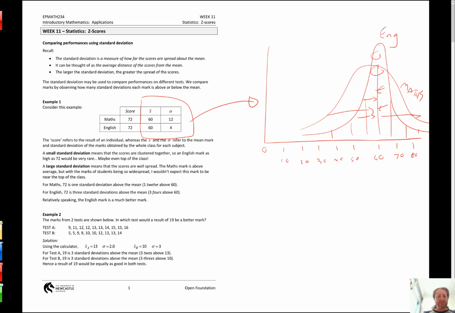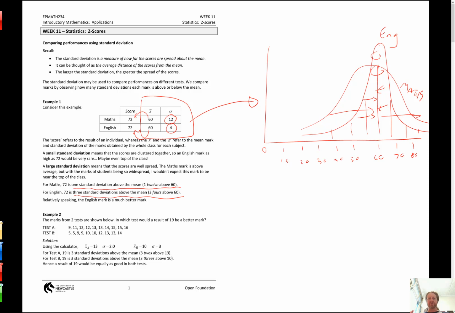So what I did was I scored one standard deviation above the mean in maths. One leap of 12 above the mean. 60 plus 12 is 72. That's exactly what I did. In English, I scored 3 standard deviations above the mean. The standard deviation is 4, and I scored 3 leaps of 4 above the mean to get to 72. So that's why I'm saying that English was really, really impressive.